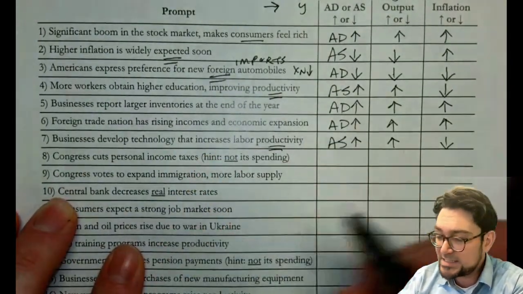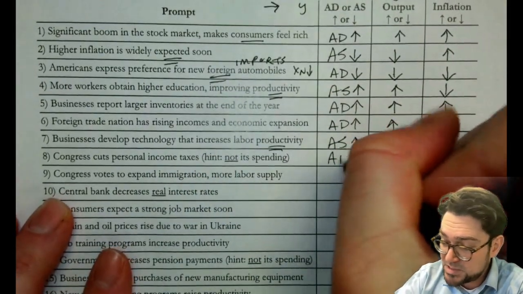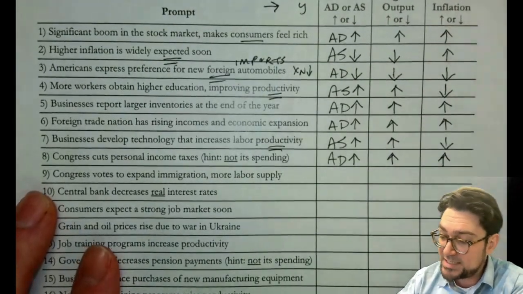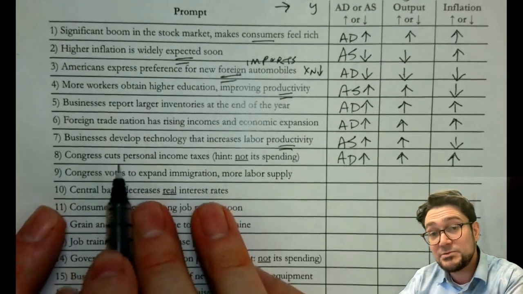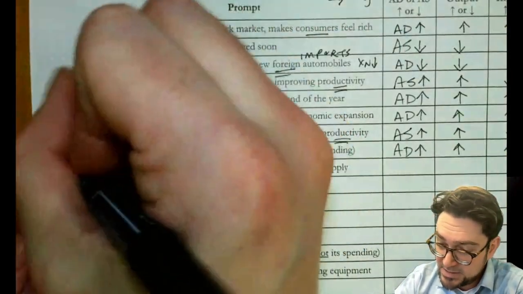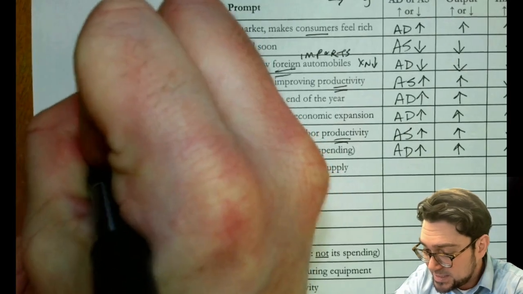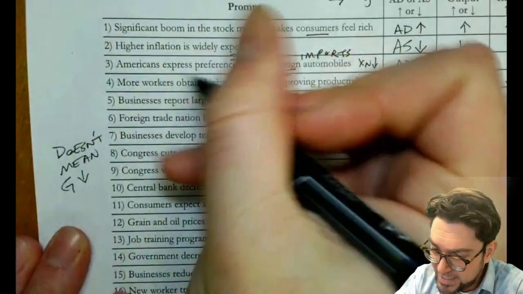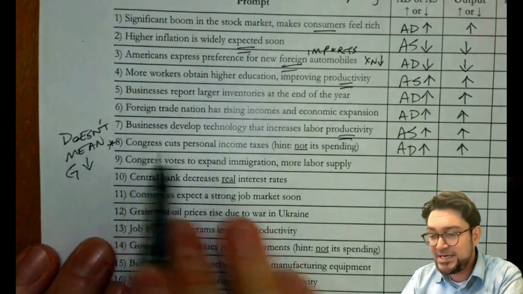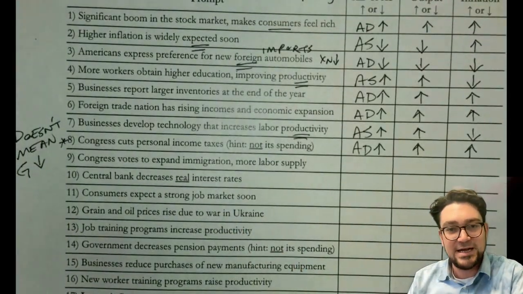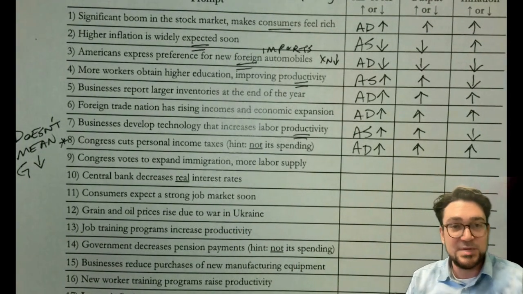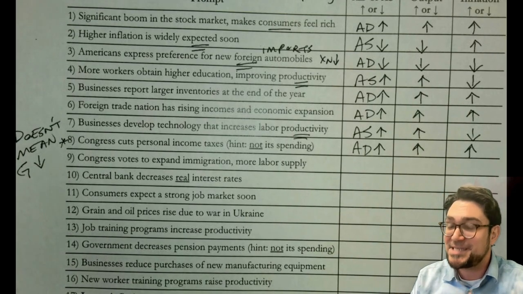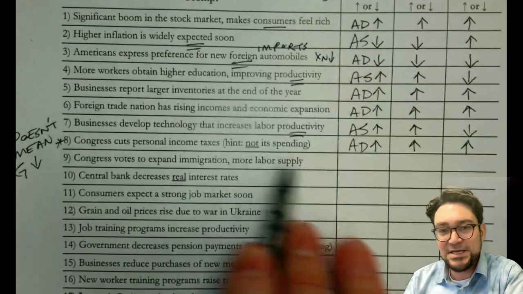Number eight, Congress cuts personal income taxes. Well, this is obviously going to affect consumption spending, and it's going to boost consumption spending, making output go up along with prices. Some folks get confused here. They think that Congress cutting income taxes means government spending is going to go down, but it doesn't. A lot of students think, well, they're just cutting their income taxes, so spending has to go down. No. The government can often spend money that it doesn't have, believe you me. So that's why this hint is there: it's not about spending.